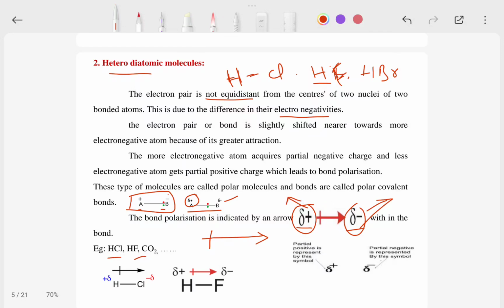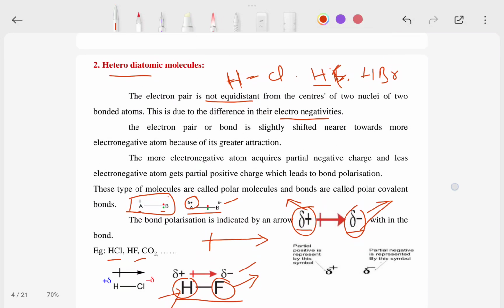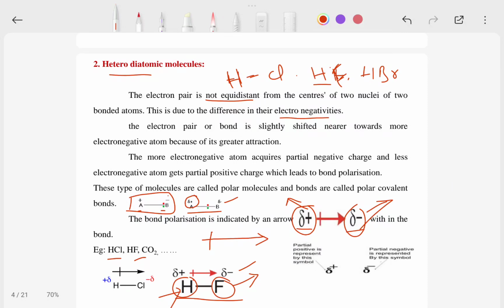Here, for example, you can observe HF. In HF, hydrogen has partial positive charge, fluorine has partial negative charge, because fluorine is more electronegative than hydrogen. That's why here fluorine has negative charge. This is the bond polarization.